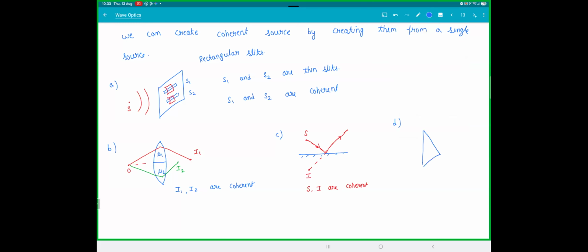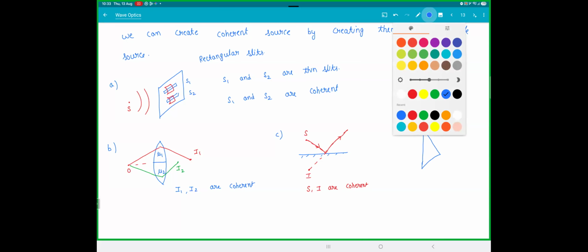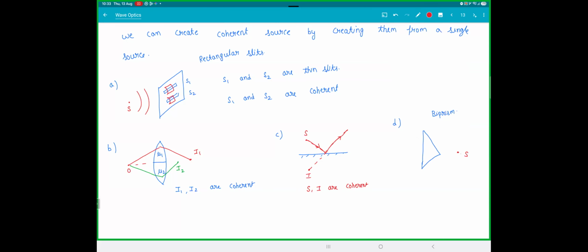Or you can take a biprism. It's two prisms stuck to each other. When you put a light source here, the light rays which are going up here, they would go something like this. That will be like one image. The light rays which are going at the bottom, they would go like this. That will create a second image. I1 and I2 are coherent. So somehow we need to split that light and create two images. There are multiple ways to do this, but these are a few examples.